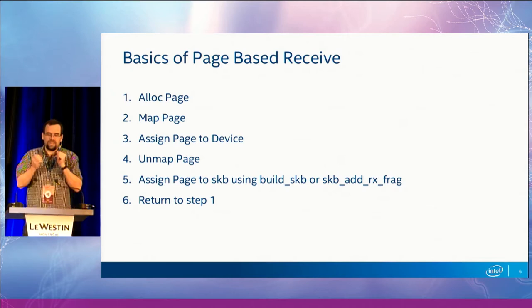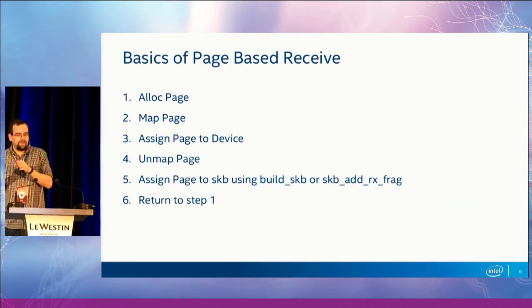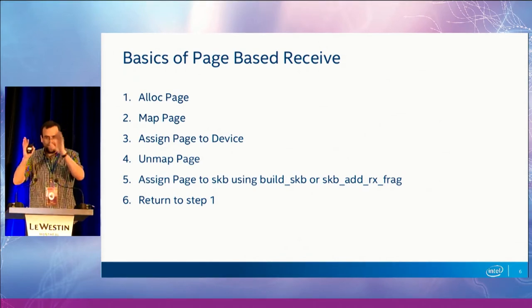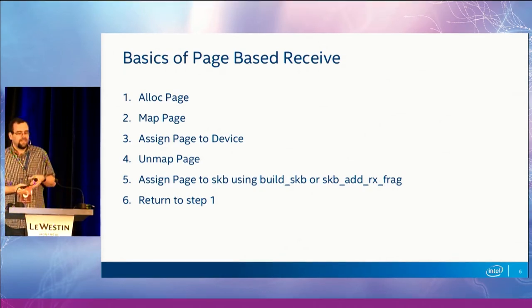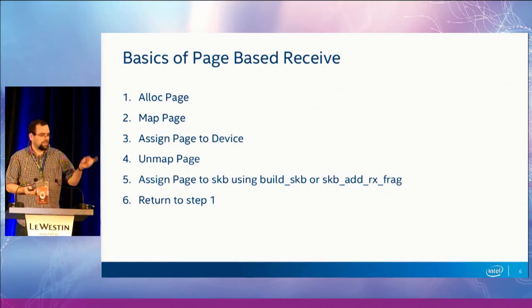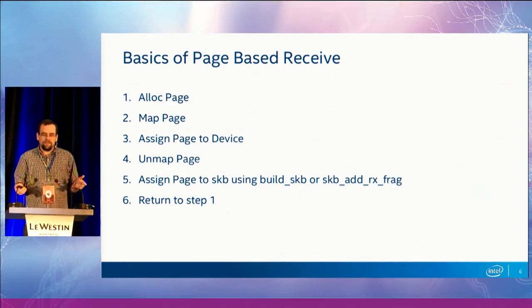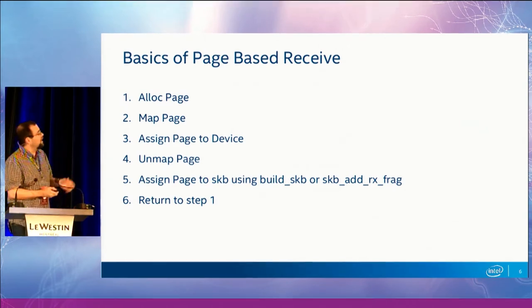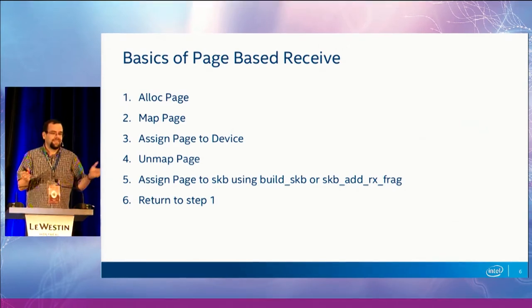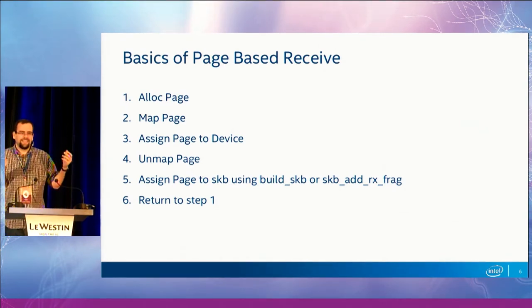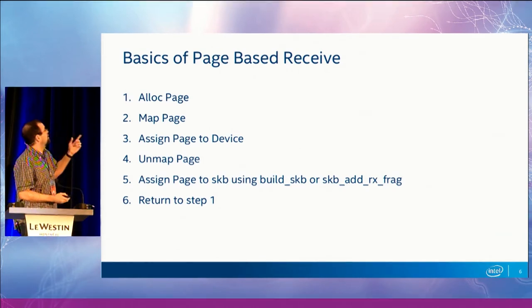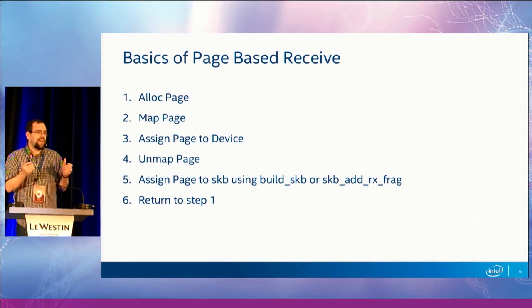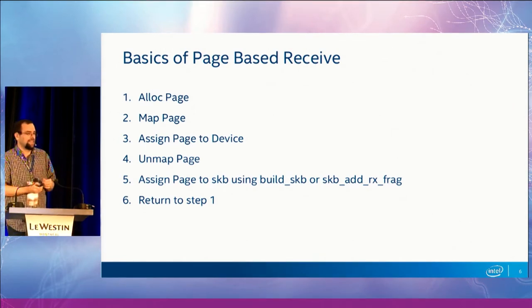assign the page using either BuildSKB or SKB add RX frag to get it in there, preferably BuildSKB because the add RX frag leads to a bunch of memcopy stuff. And you return to step one for the next descriptor and so on and so forth. Pretty simple setup, except it doesn't perform very well because step one, allocate the page. Well, as Jesper can attest, that's expensive. Step two, map the page. Well, it depends on what you're running. If it's an IOMMU, it can be really expensive.